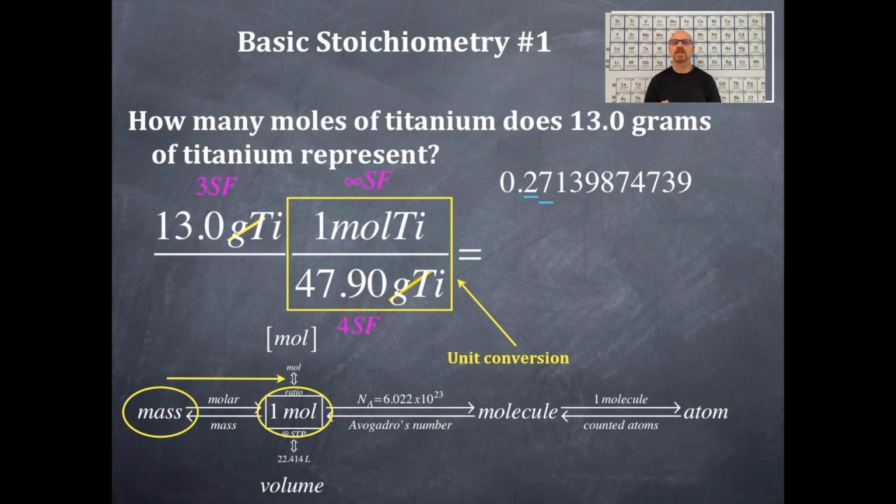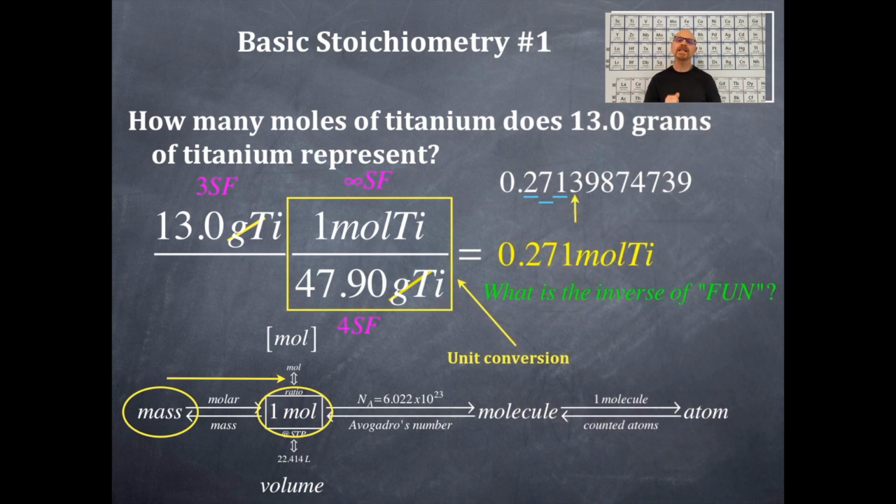So I'm looking at that 2, that 7, that 1, and then I'm going to look at this 3 right here for rounding. Remember, that leading 0 does not count, that's why I don't count that. So 3 is less than 5, therefore I'm going to truncate the number. That is, chop the number there in between the 1 and the 3, and this is the number I get. That is 0.271 moles of titanium. You could put this in exponential notation. That would be 2.71 times 10 to the negative 1 moles of titanium. That would be perfectly fine too.